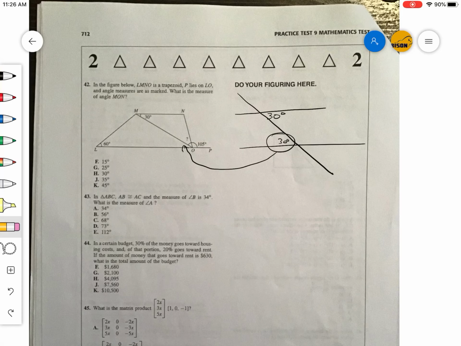So let's read the problem again, make sure we know what we're looking for. MON is what we're looking for. It does tell me that that entire angle is 105. So let's see what that would output us then. 75 degrees in this spot right here. I'm not sure I agree with their reasoning on that. I 100% feel like that is a 30-degree angle.